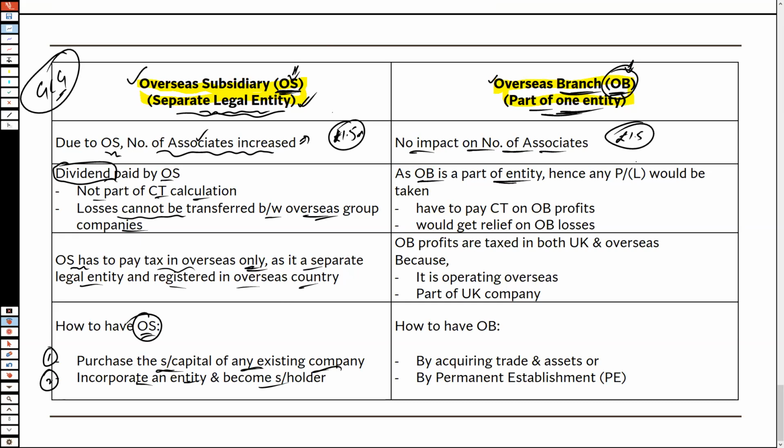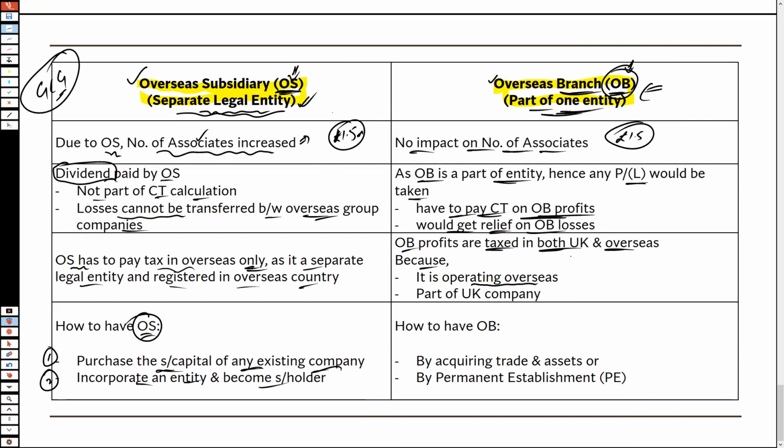As an overseas branch is a part of the entity, any profits and losses of this company are subject to corporation tax in the UK. As it's not an overseas subsidiary, it's an overseas branch, it's a part of our existing company. So any profits earned in the overseas branch, on such profits we have to pay corporation tax in the UK. Furthermore, we would get relief on the overseas branch losses. If you are incurring a loss in the overseas branch, that loss can be taken to the UK company's profits and can be adjusted.